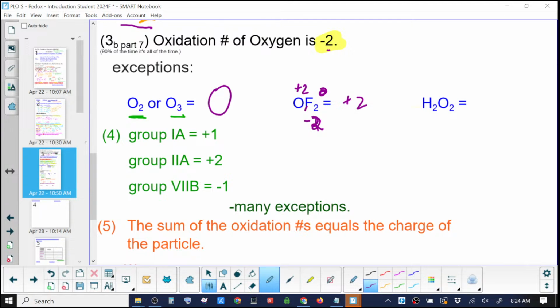How do you know it's 0? There's no charge written there. Oh, so it is 0. The whole thing is 0. We just put 0 when there's no charge written.